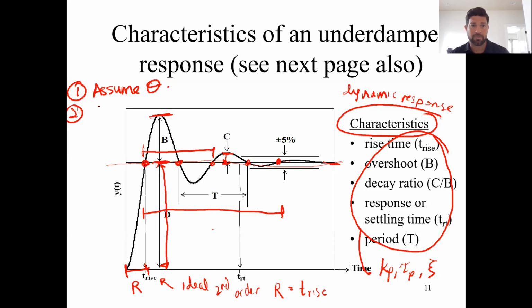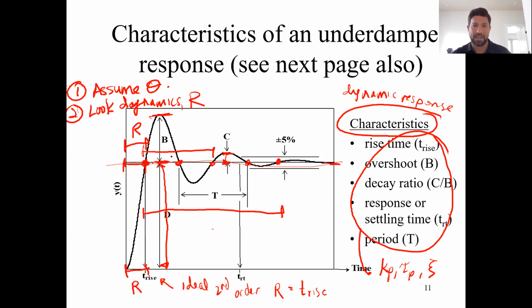The second thing is look at the dynamics, the value of R. This right here is the value of R, the time that it takes to cross the steady state. If this is an ideal second order process with no dead time, when we calculate T rise, it will be equal to R. But we can't calculate T rise until we first get zeta and tau.